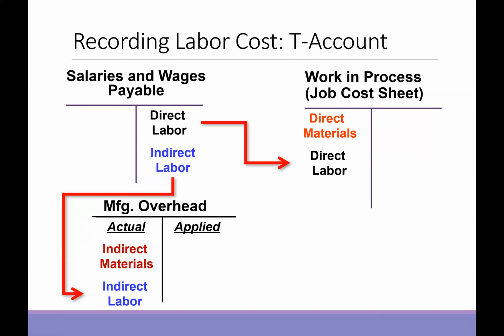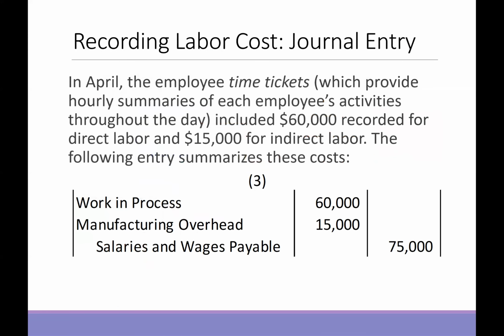But this just shows that those costs, labor, the direct labor goes into work in process, the indirect labor into manufacturing overhead. So in April, employee time tickets included $60,000 recorded for direct labor, $15,000 is recorded for indirect labor. So we show our debit to 60 going for direct products. The indirect labor is going to be debited straight into manufacturing overhead. And we credit our payable because they've not been paid out yet.